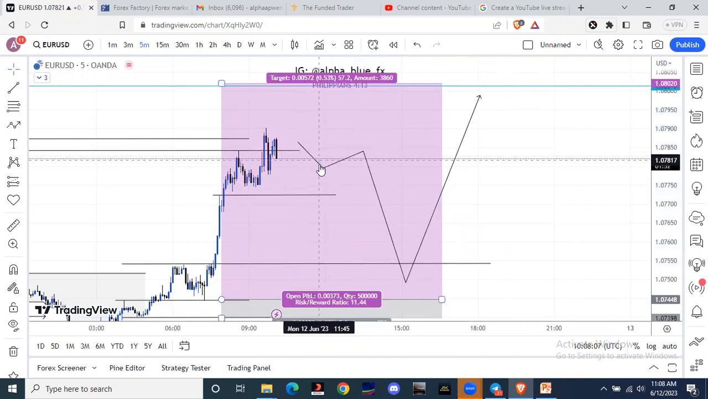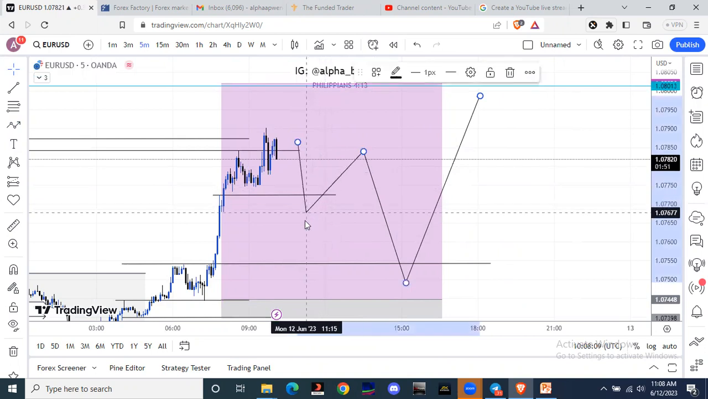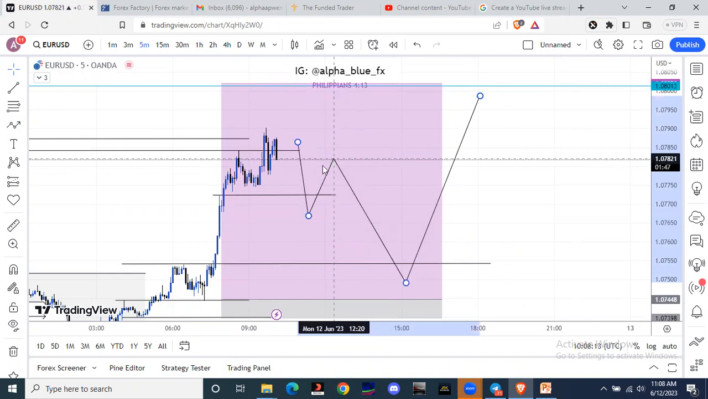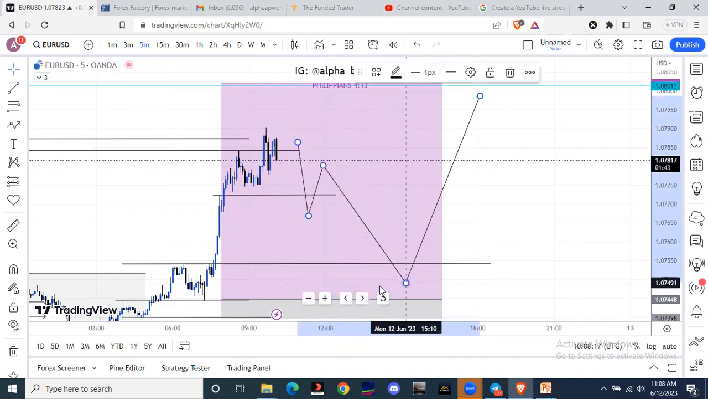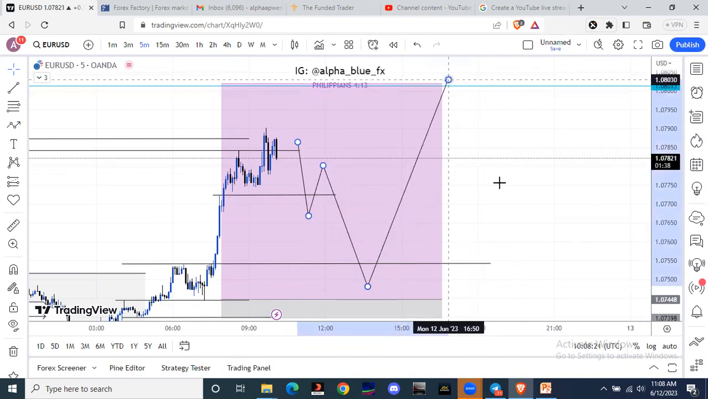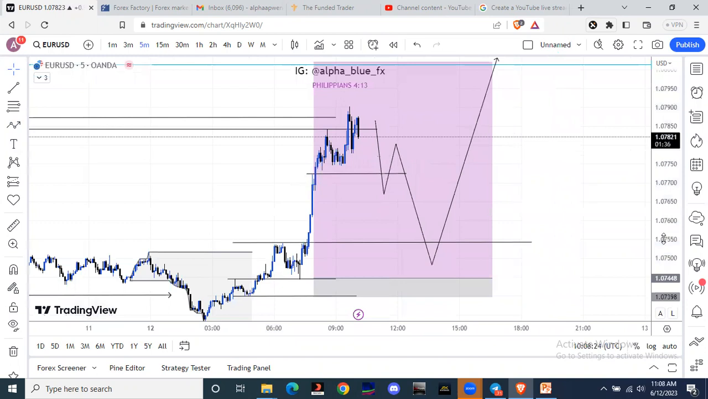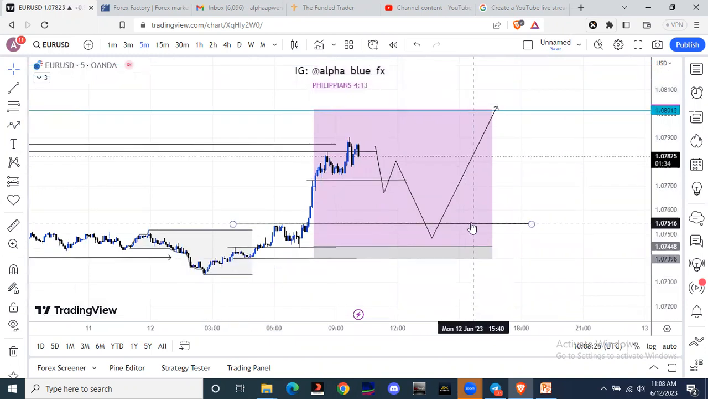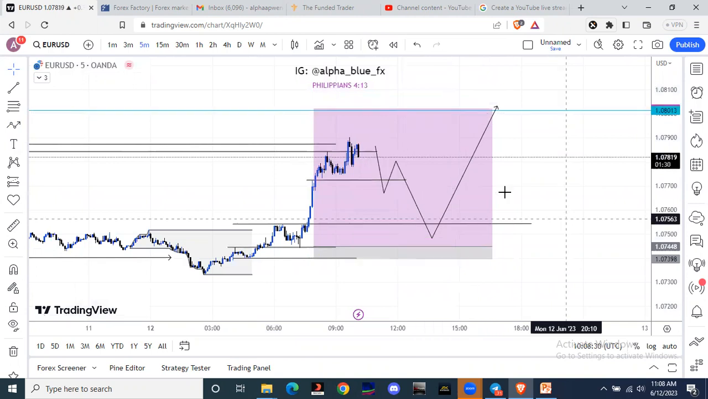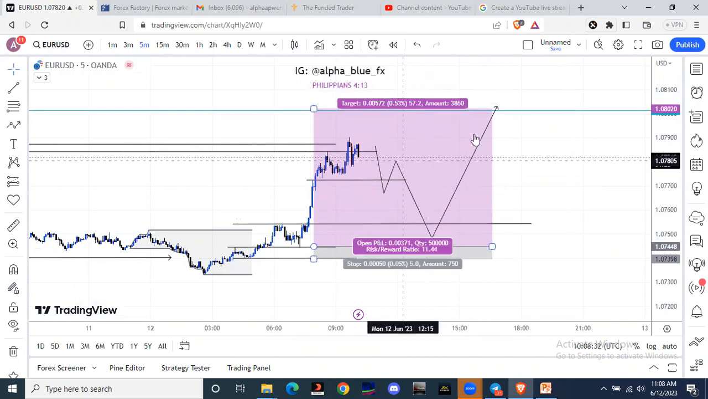I feel price will come, let me draw it properly. I feel it will break this place, then come and do a retest, then it will come down here before it will come back up. We're likely going to see something like this. So if this happens, fine, we can get into the trade. We can get in the trade around here.